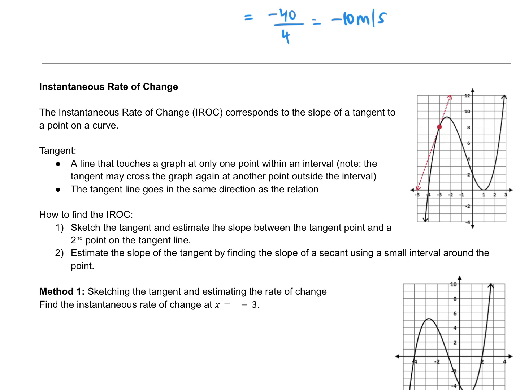Now, this isn't going to be the most accurate way to find the instantaneous rate of change, but it can give you an estimate. The other way is to pick 2 points that are really, really close to the point that you're looking for, and then find the slope using that. And we'll talk about that in one of the examples, and I'll show you what I mean by 2 points that are really, really close together to get an estimate of your instantaneous rate of change.